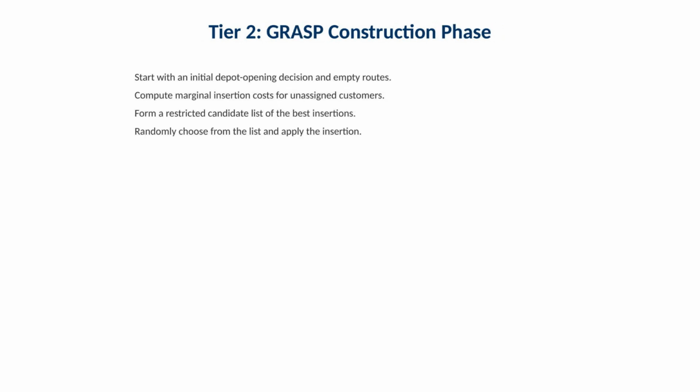In the construction phase, you start with an initial depot opening and empty routes. You compute insertion costs for adding each unassigned customer to routes. Then you build a restricted candidate list containing the best insertion options, and you select one option at random from that list. Repeating this step builds a complete feasible solution.